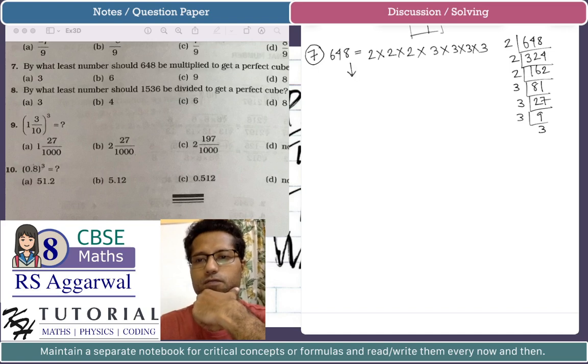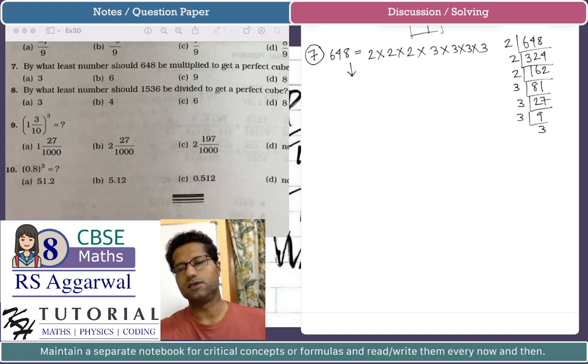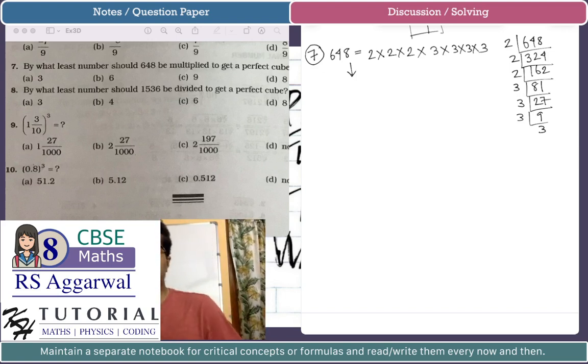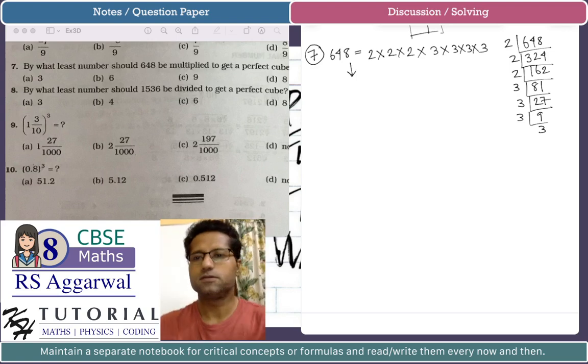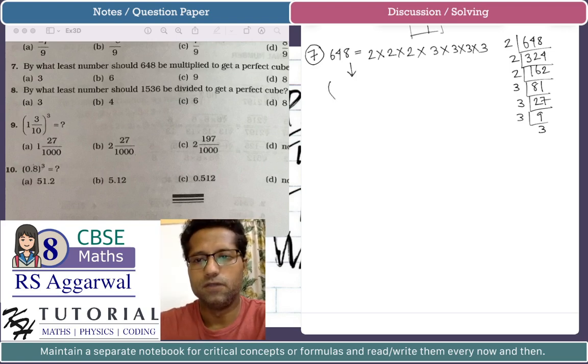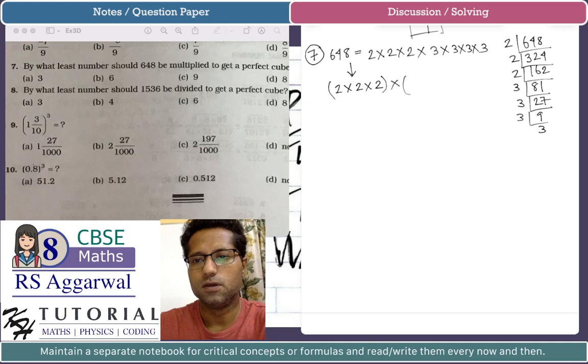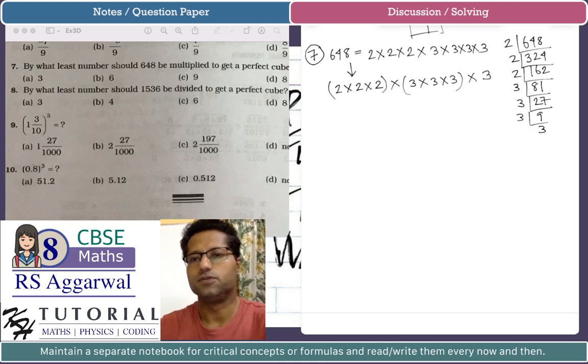Next we form the triplets, where each triplet is of equal prime factors. That is, we group equal prime factors in a triplet. So there will be 2 triplets. The first triplet is 2 multiplied by 2 multiplied by 2, a triplet of the prime factor 2, and the second will be another triplet of the prime factor 3, and we will have a single factor 3 left behind, which is not part of any triplet.